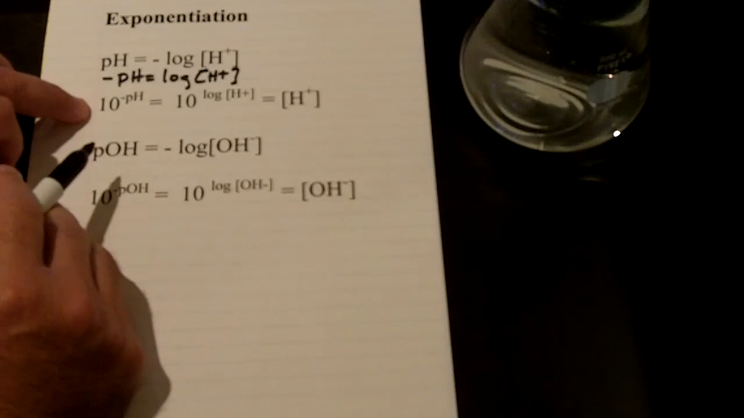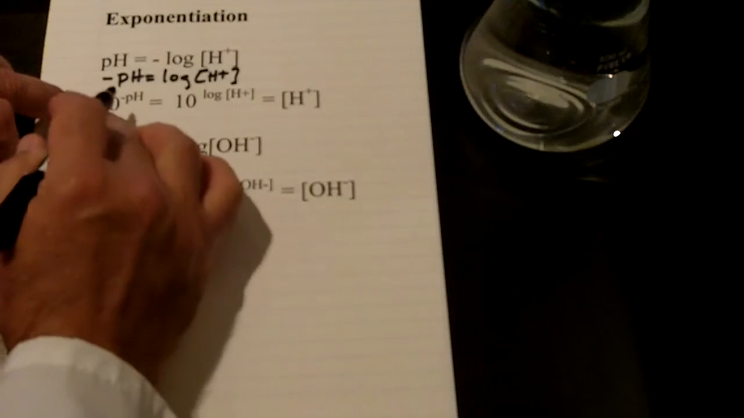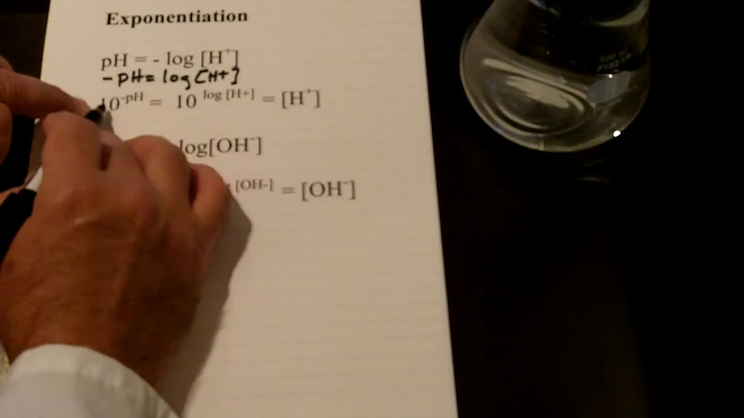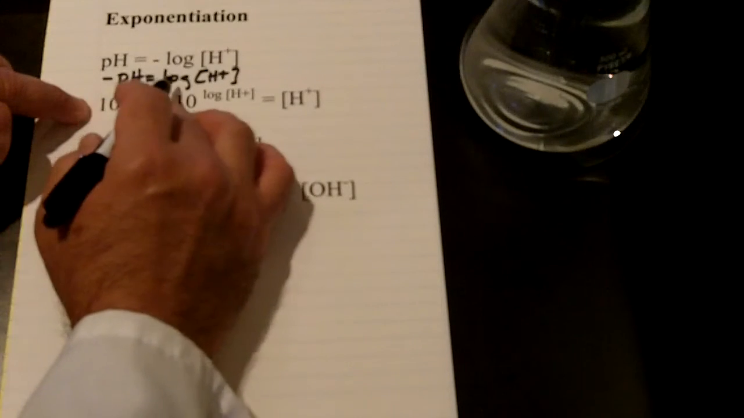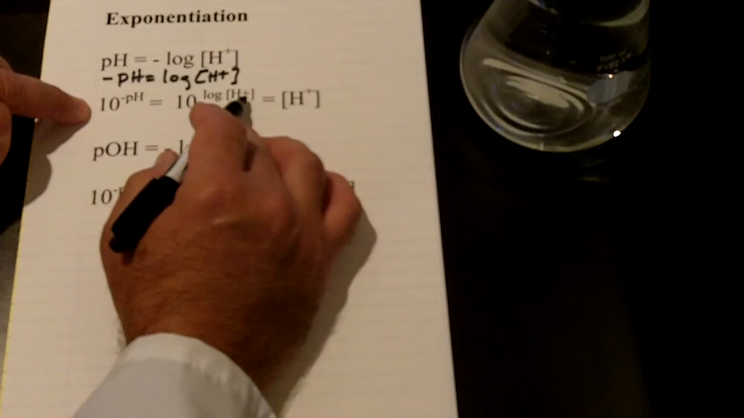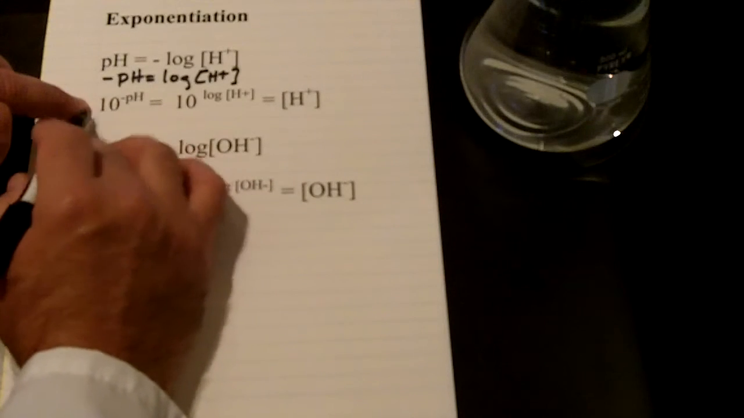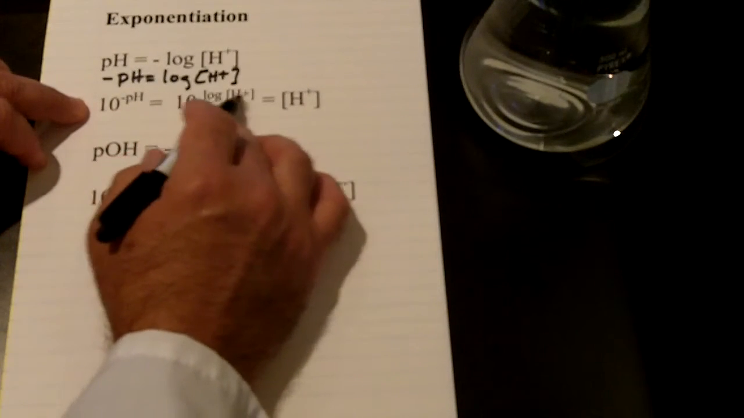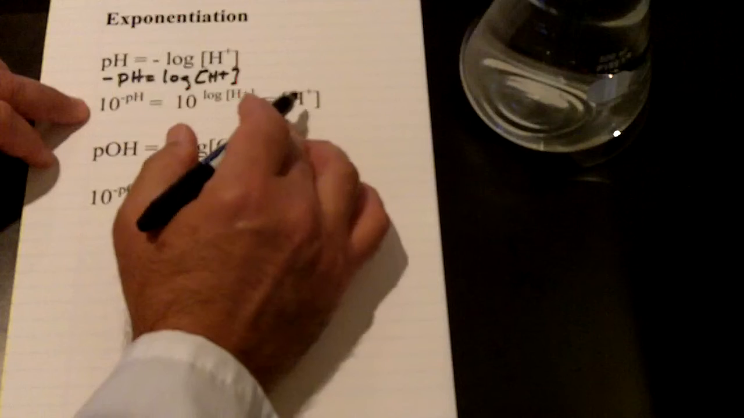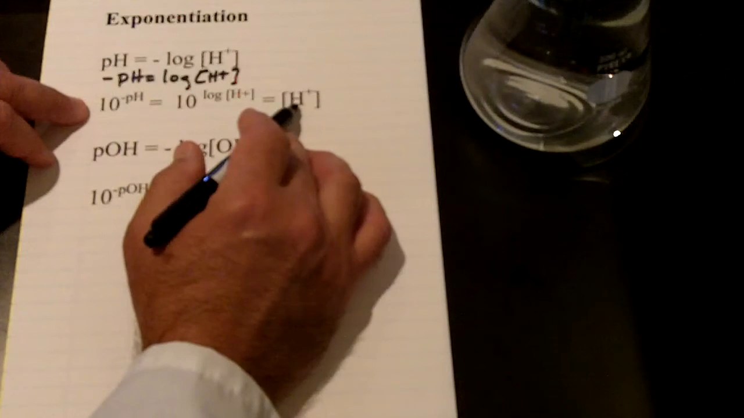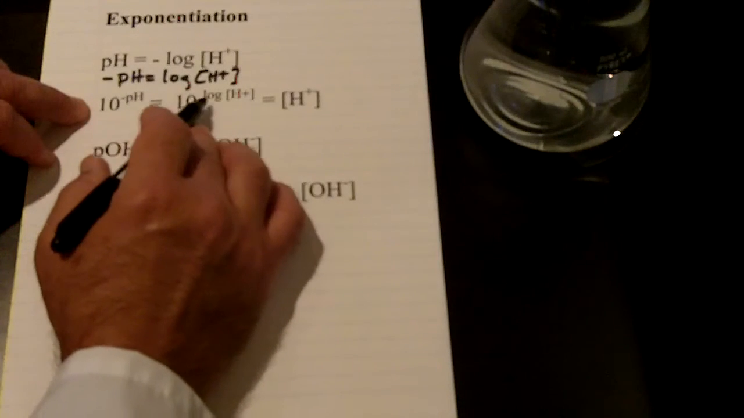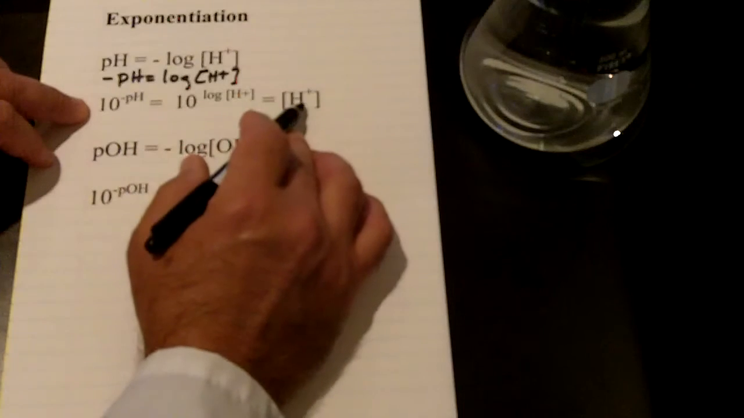And now I'm going to exponentiate. What does that mean? It means make 10 the base on both sides of the equation. If you originally had negative pH, make that 10 to the negative pH. If you originally had log of the hydrogen ion concentration, make that 10 to the log of the hydrogen ion concentration. So far we've got 10 to the minus pH is equal to 10 to the log of the hydrogen ion concentration. But we know from algebra that 10 to the log of anything is equal to that thing. So that simplifies the mathematics tremendously. We have 10 to the minus pH is equal to 10 to the log of the hydrogen ion concentration, which is equal to the hydrogen ion concentration.